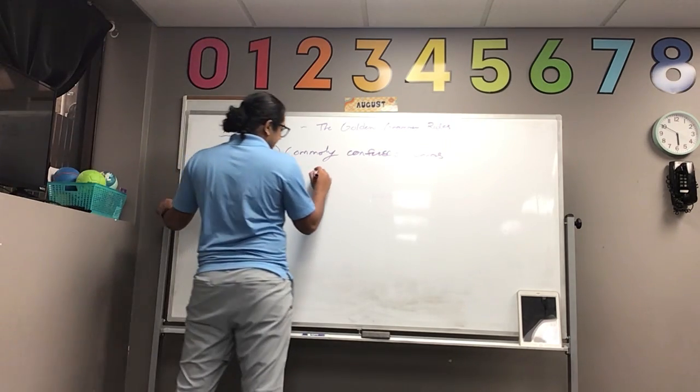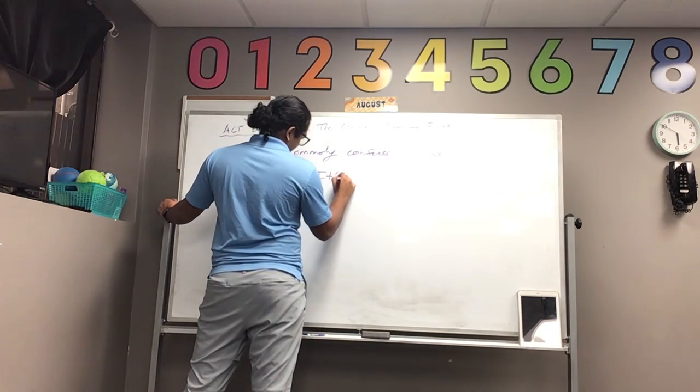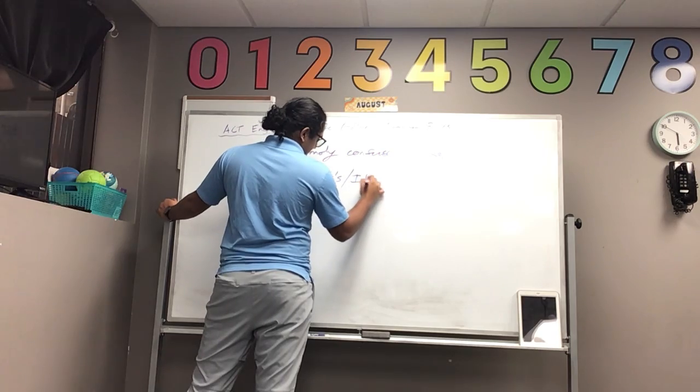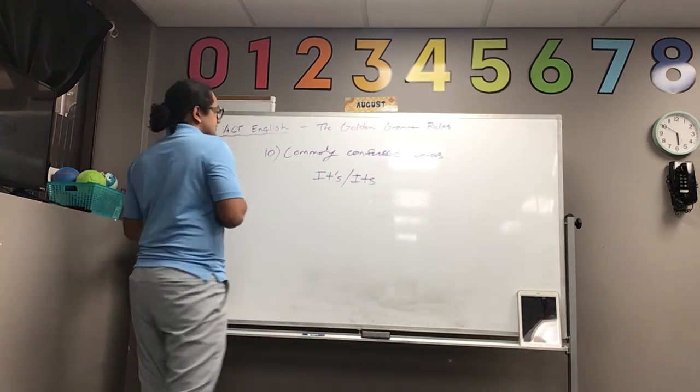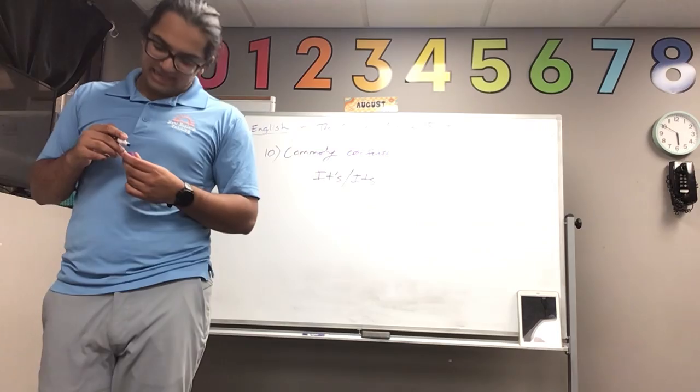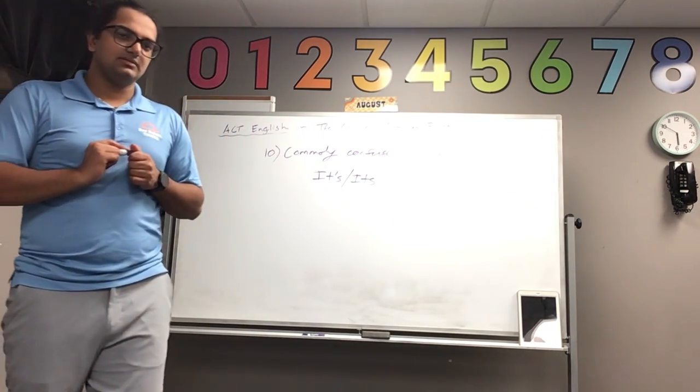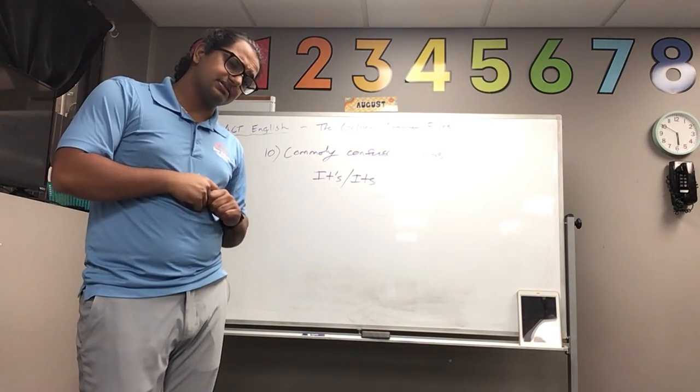Starting with, we should all know this one now. It's I-T apostrophe S. It's I-T-S. You guys know the difference between these? What's the difference? Can someone tell me?